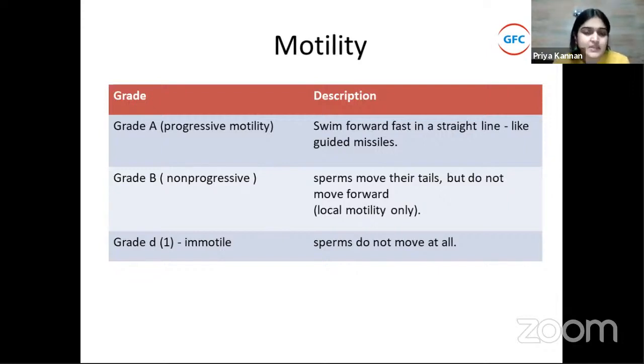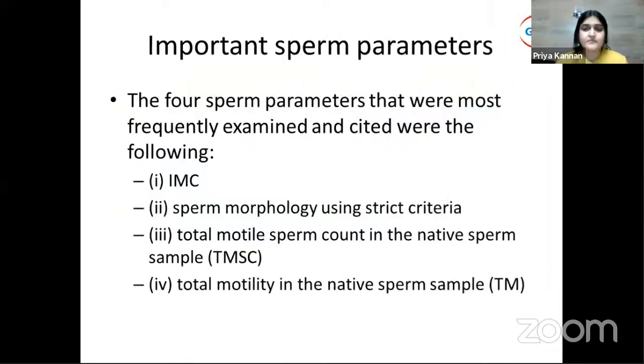There has been an increasing importance to the progressive motility of the sperms, and hence to grade the sperms based on the motility is very important. It is not just the progressive motility or the total motility that we want. When you want a functional parameter to be created for the sperm, there are 4 sperm parameters that are probably most frequently examined and cited in many publications. One is the IMC, that is the inseminating motile count, sperm morphology using the strict criteria, the total motile sperm count in a native sperm sample, and total motility in the native sperm sample as well.